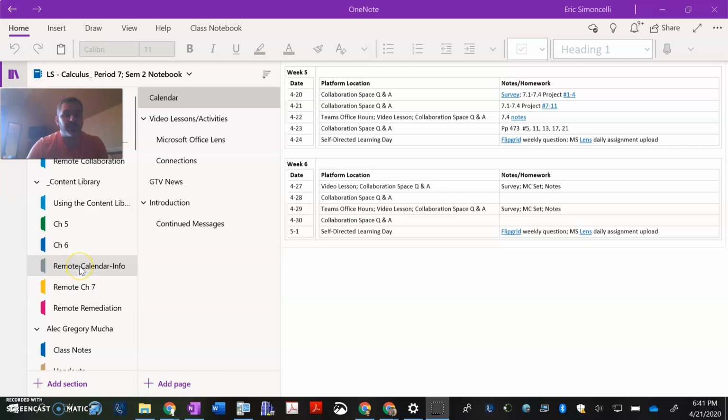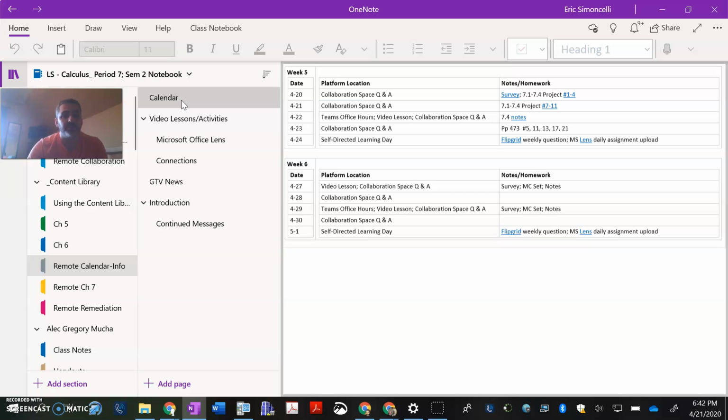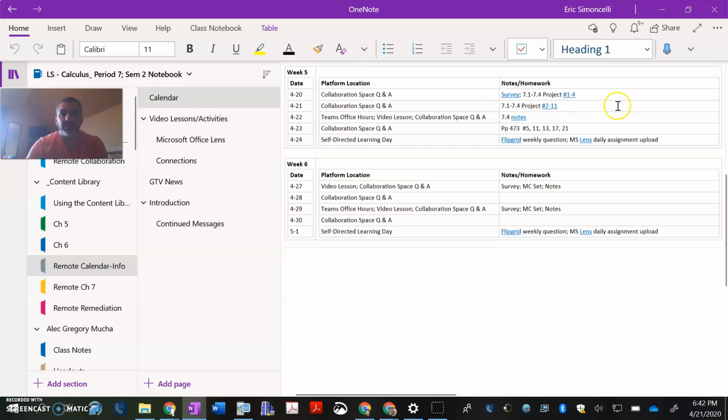So as you can see, I've created a new section entitled Remote Calendar-Info. That's where you'll find the information which I had previously had only in the Remote Chapter 7 section. But this is a more streamlined version for myself so that I can more easily push things out, not just to you, but also to my other classes. So as you can see, I'm already in my calendar page. So let's take a look.